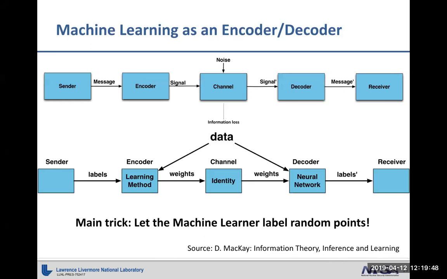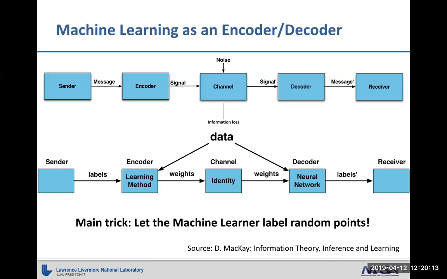Okay, so you have the Shannon thing, which gives you sender, message, encoder, signal, and so on. So what he said is this: if you think about this, you have a sender that sends some labels. It's a label for these variables, right? So the last column of the table. And asks with the points present to have the machine learner encode this as weights. We call them parameters. Okay.